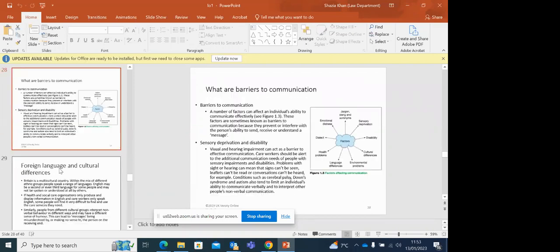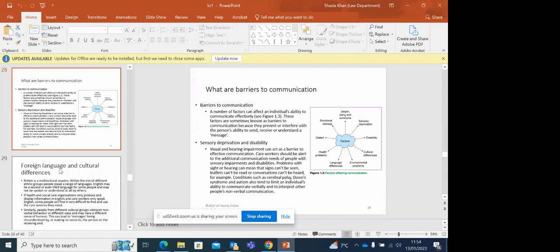What are the barriers to communication? So, barriers to communication: a number of factors can affect an individual's ability to communicate effectively. These factors are sometimes known as barriers to communication because they prevent or interfere with the person's ability to send, receive, or understand a message.